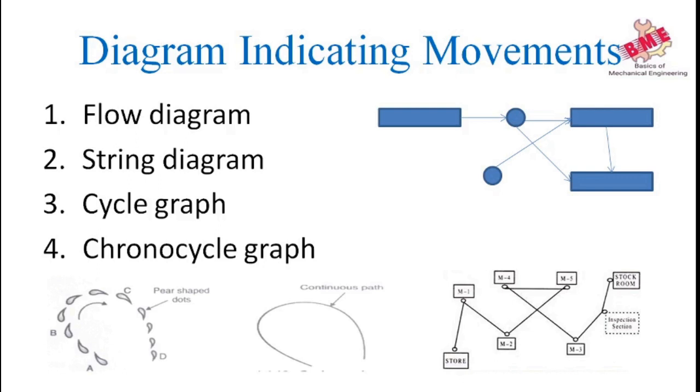A chronocycle graph can be used to study the motion pattern as well as to compute velocity, acceleration, and retardation experienced by the body member at different locations. By knowing the rate at which the light source is being interrupted, the speed of the movement can be easily determined. These are the diagrams for indicating the movement used in method study.